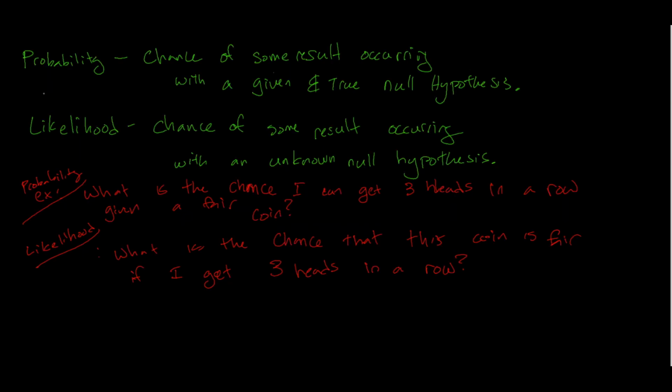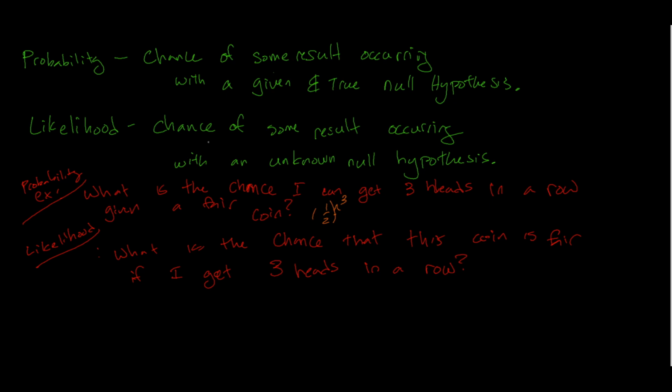Okay, so just a quick high-level overview of what was reviewed. Probability is the chance of a result occurring with a given and true null hypothesis. In the example of flipping a coin, I could say, what is the chance that I get 3 heads in a row given that the coin is fair? I don't have to mention that the coin is fair, you just assume it. So you would measure the chance of getting 3 heads in a row, which would be 1/2 to the third, and that would be your probability. And this 1/2 over here is your null hypothesis. You assume that it's true, and given that, you're able to solve for the probability.